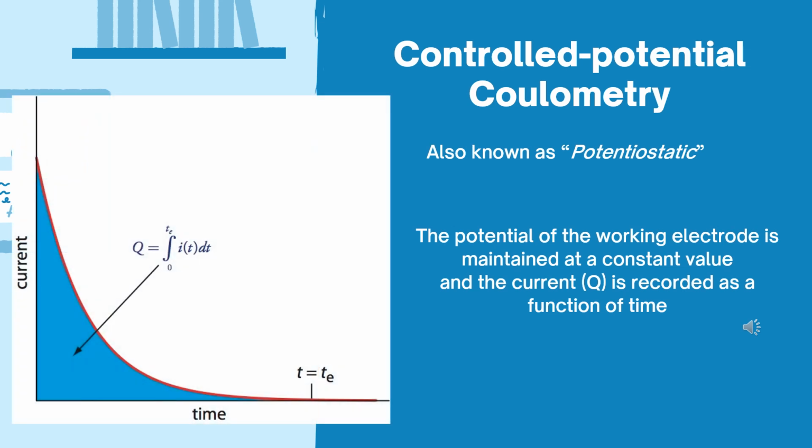So in controlled potential, a constant potential is applied to the working electrode, typically an inert metal like platinum, while the current is measured. As the reaction progresses, the amount of charge that passes through the cell is directly proportional to the quantity of substance being analyzed. The potential of the electrode is maintained at a constant value, and the current is recorded as a function of time.